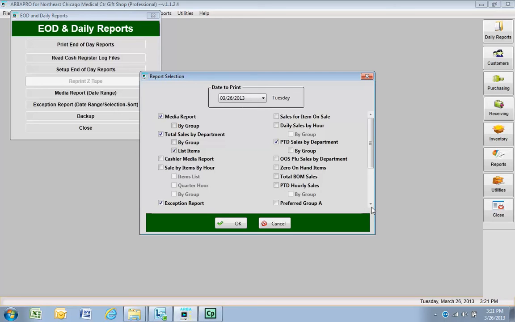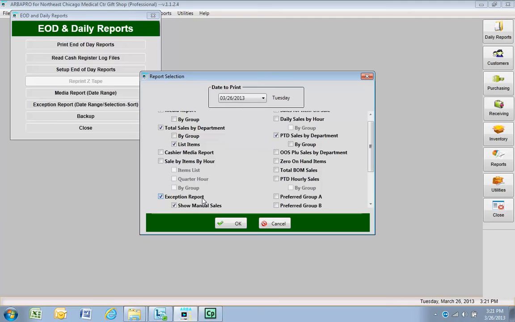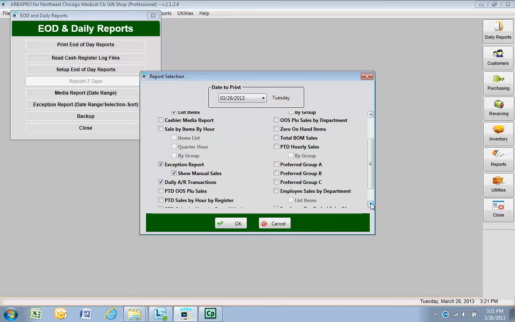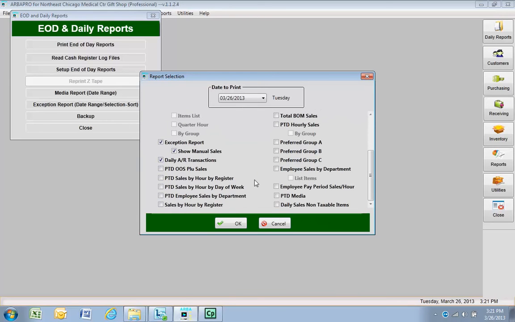The exception report, the non-standard transactions, who's done the voids, who's done the discounts, who's done the returns, items that were not scanned at the cash register and were sold just for price only. That's an area that merchandise and money can get away from you in. Accounts receivable and payroll deductions, and so on. Just a huge number of daily sales reports.